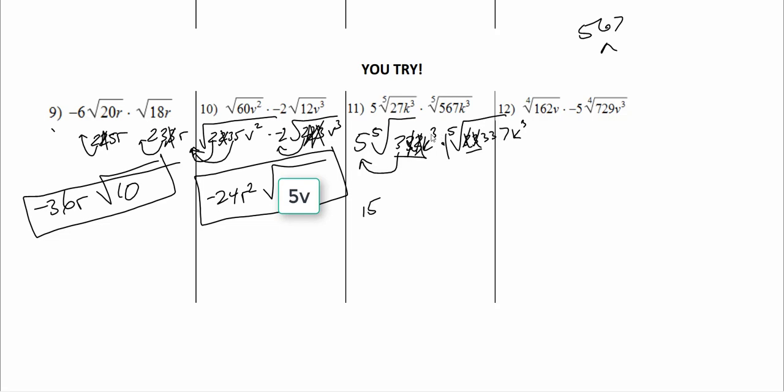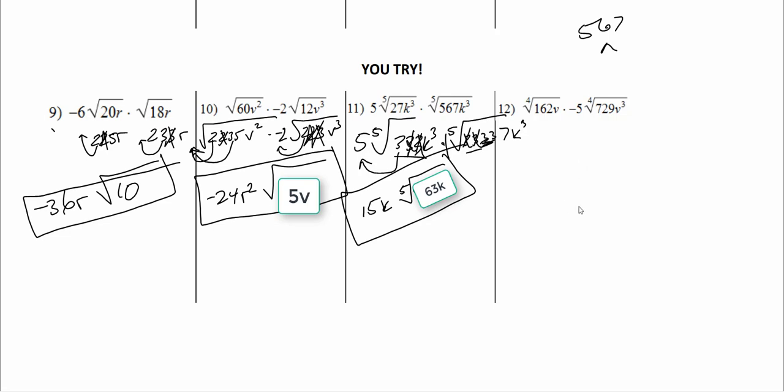Can I pull any K's out? Well, yeah, I got 6. I need 5, so I can pull 1 of them out. And then I have the fifth root of what is left. I have 2 3s, that makes a 9. And then I should have 1 K left. That is your final answer there.